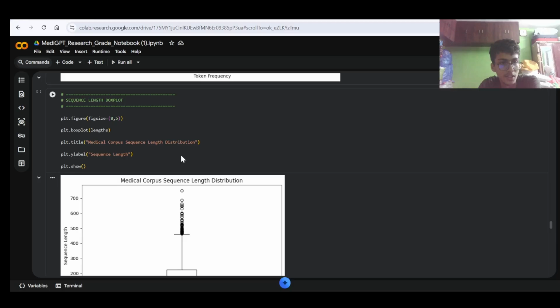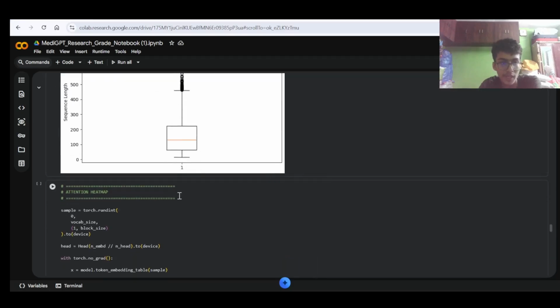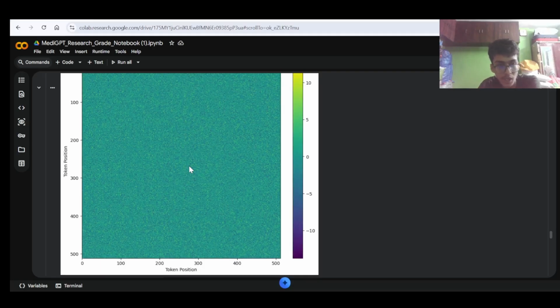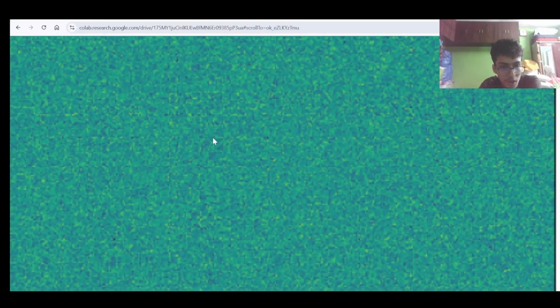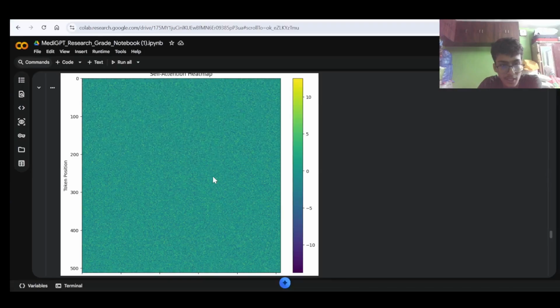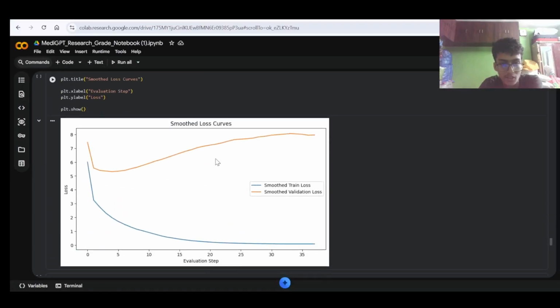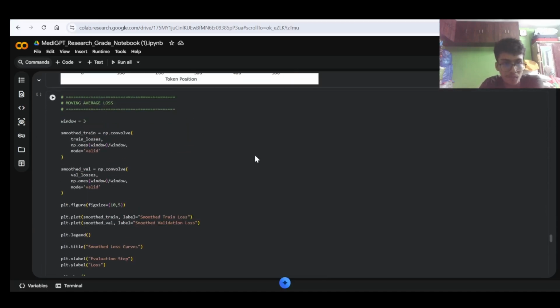Okay, so this is a box plot, right? This is a box plot, which is actually a self-attention heat map. Because there are so many tokens, you can't actually predict, but if you zoom in closely, you can see some blue and green dots. That is the self-attention heat map. And the average loss, so you can see smooth train loss and validation loss. Okay, so train loss decreases, validation loss increases.